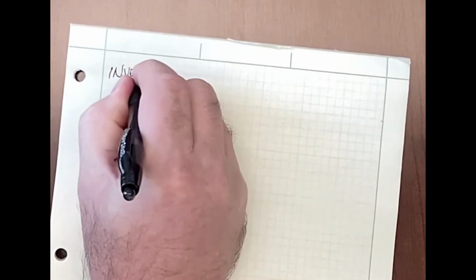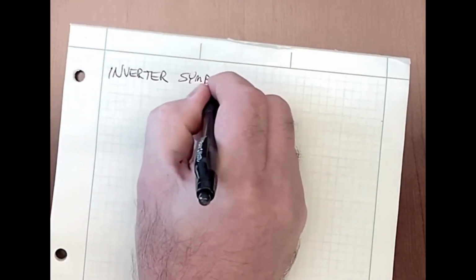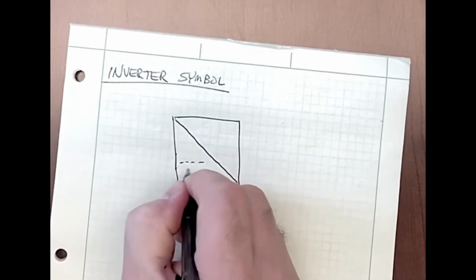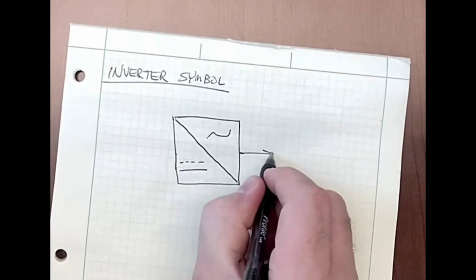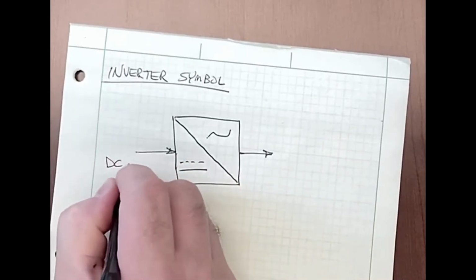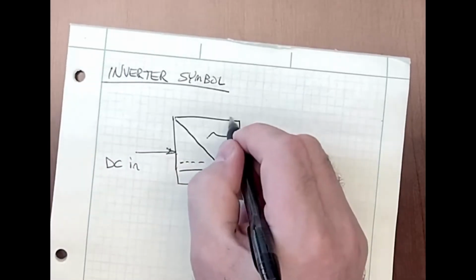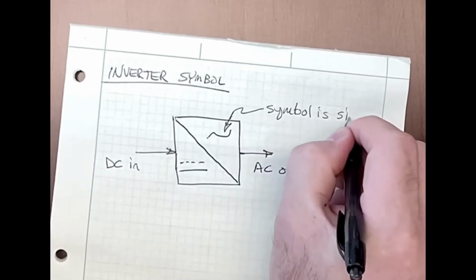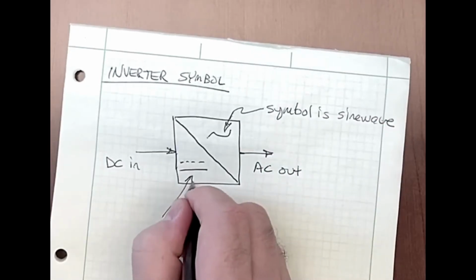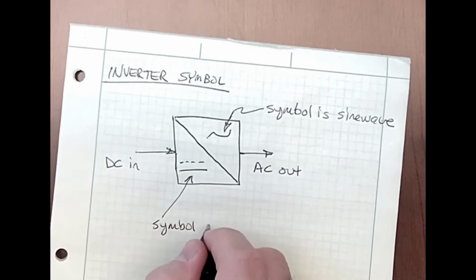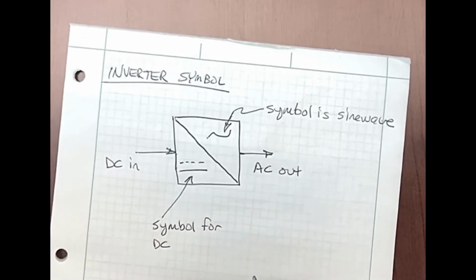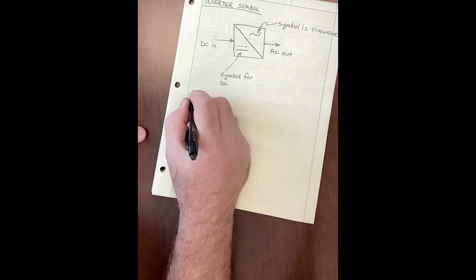Okay, so with those symbols, we have one more that's important, and that's the inverter symbol. The inverter is a device that converts DC to AC. So I've drawn a little box with a diagonal in the middle, and what we get is DC comes into it and AC comes out of it. We have a little symbol for DC, which is the solid line with a dashed line above it, and a little sinusoidal wave, the little squiggle, is a symbol for AC.